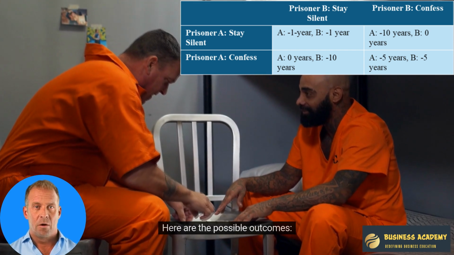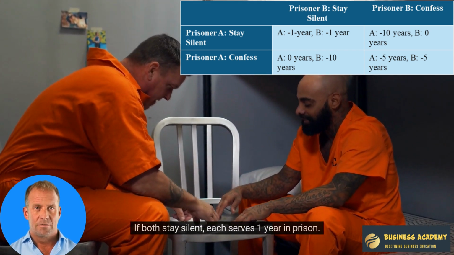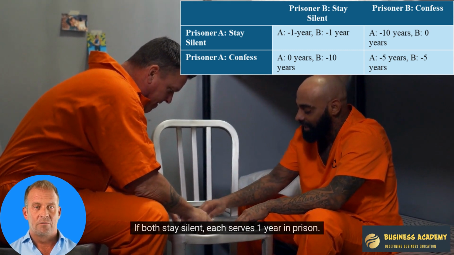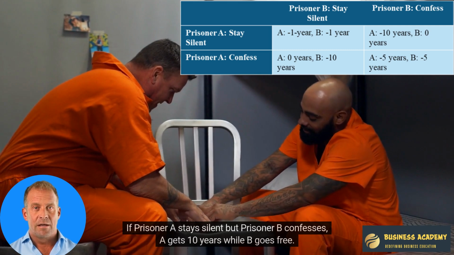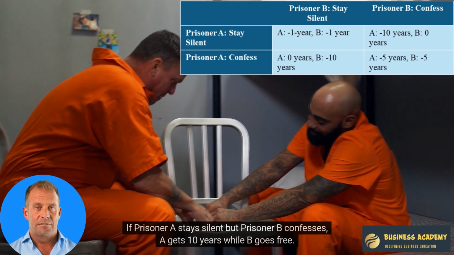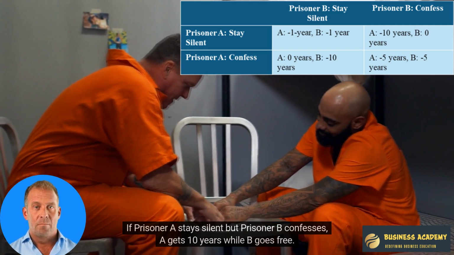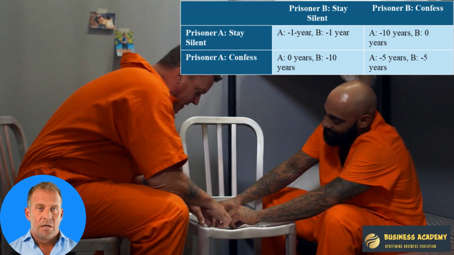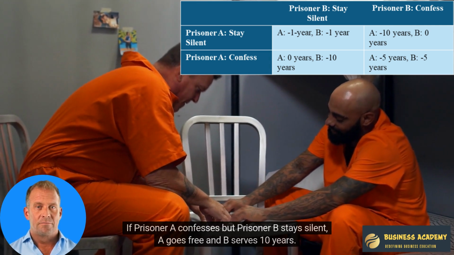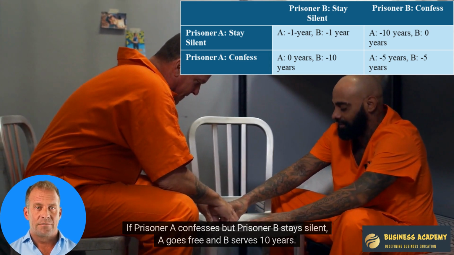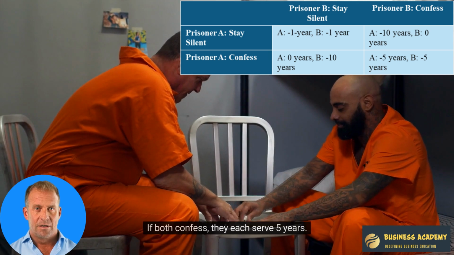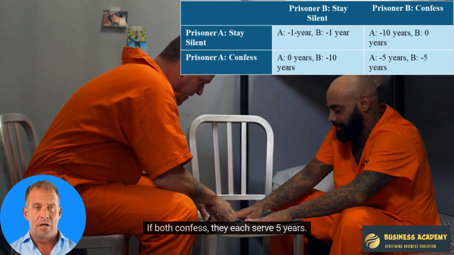Here are the possible outcomes. If both stay silent, each serves 1 year in prison. If prisoner A stays silent, but prisoner B confesses, A gets 10 years while B goes free. If prisoner A confesses but prisoner B stays silent, A goes free and B serves 10 years. If both confess, they each serve 5 years.